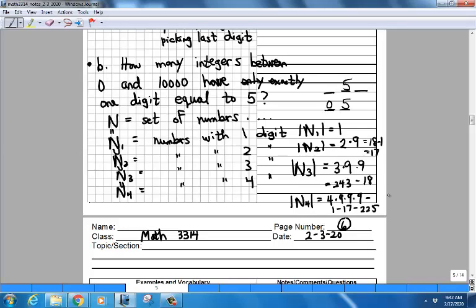I kind of just had essentially just 4 sets. Instead of separating the model out like that, my final answer was just 4 times 9 cubed. That's right. You're going to be adding them all together to get N.